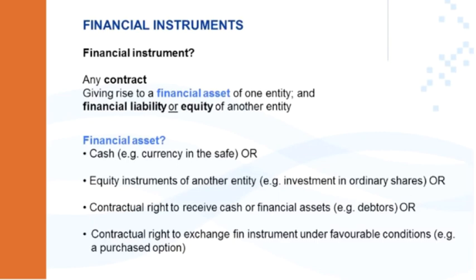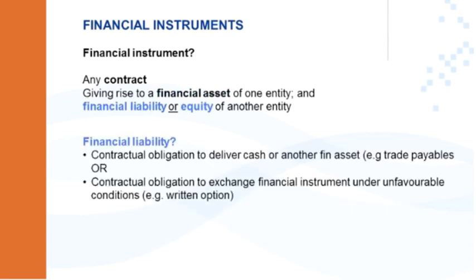Financial asset. A financial asset is either cash, an equity instrument of another entity, the contractual right to receive cash or another financial asset, or the contractual right to exchange financial instruments under favorable conditions. Examples include currency held in a safe, investment in ordinary shares, debtors, and a purchased option.